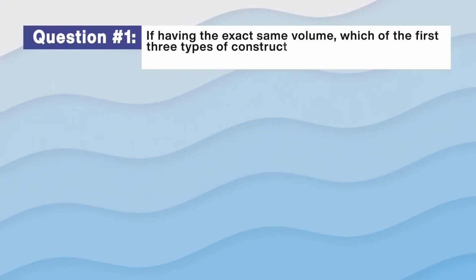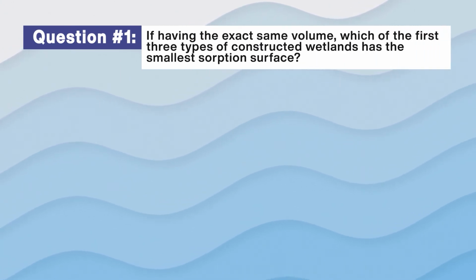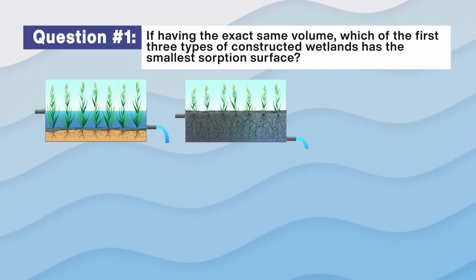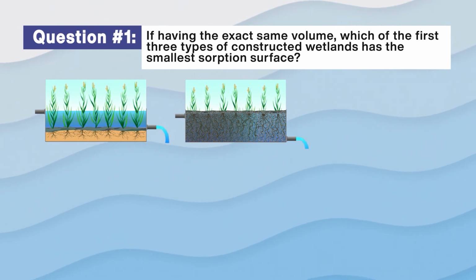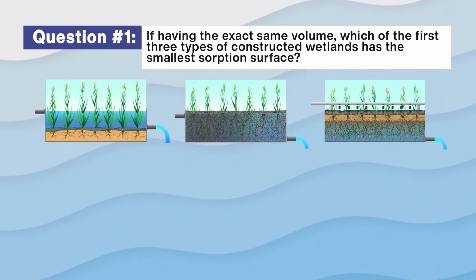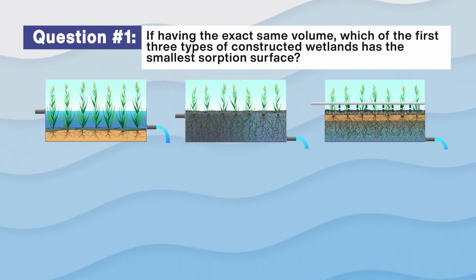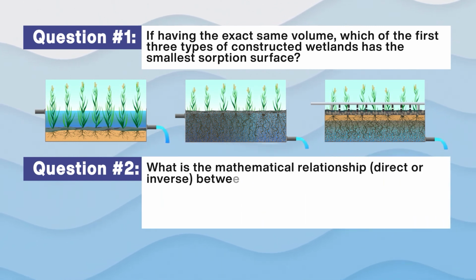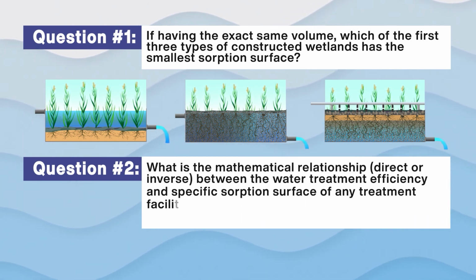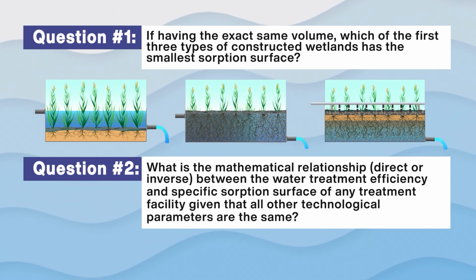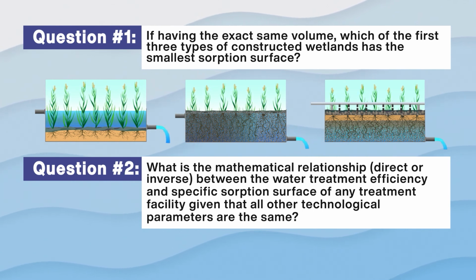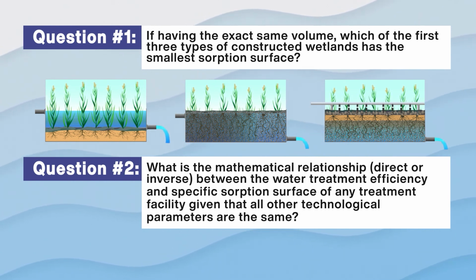Question 1. If having the exact same volume, which of the first 3 types of constructed wetlands, surface flow, horizontal subsurface flow, or vertical subsurface flow, has the smallest sorption surface? Question 2. What is a mathematical relationship, direct or inverse, between the water treatment efficiency and specific sorption surface of any treatment facility, given that all other technological parameters are the same? Take your time to think it over.